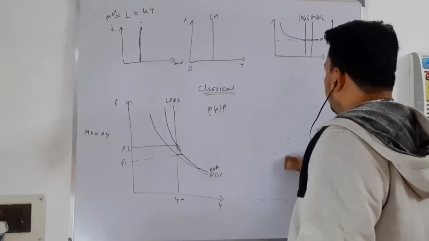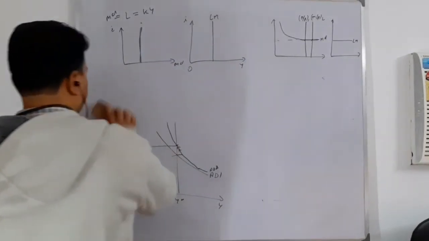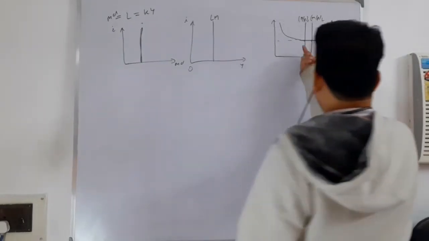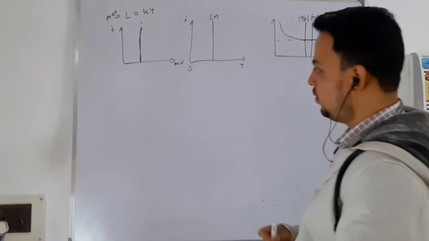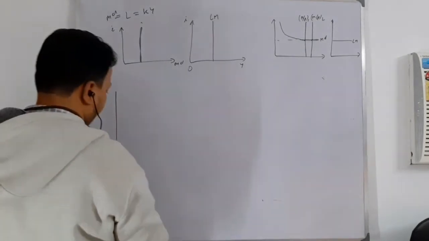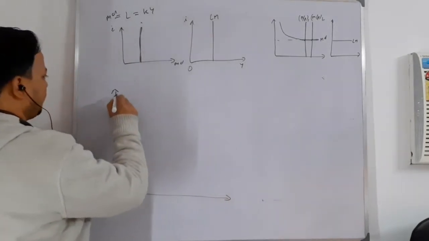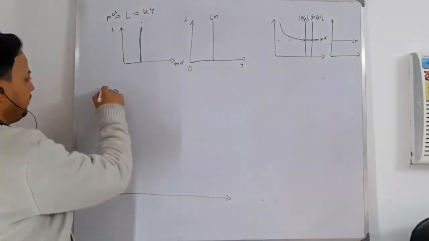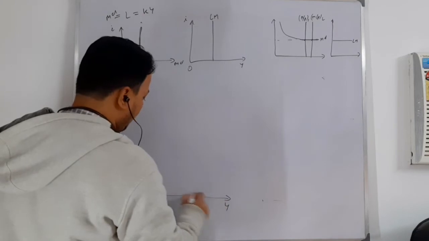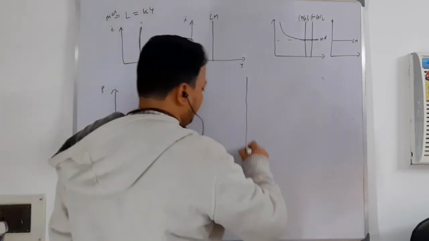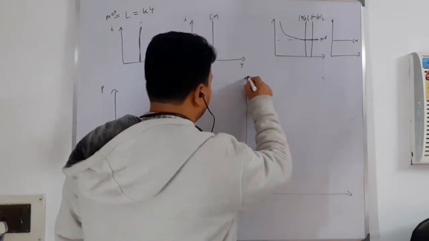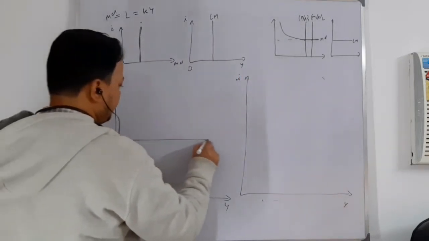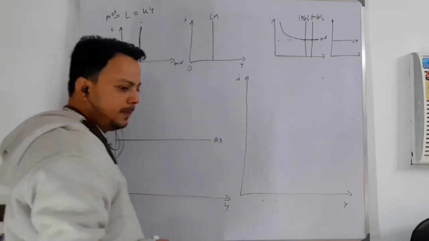Now let me look at the Keynesian case. In the Keynesian case, we are basically focusing on the liquidity trap part. Understand this case, because it is more logical in kind. If you understand the logic, it will be clear. Here you write price and output, and here you write rate of interest and output. In the Keynesian case, the aggregate supply curve is horizontal.